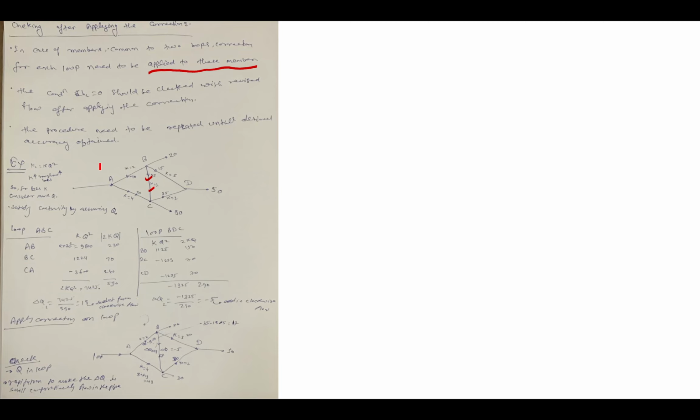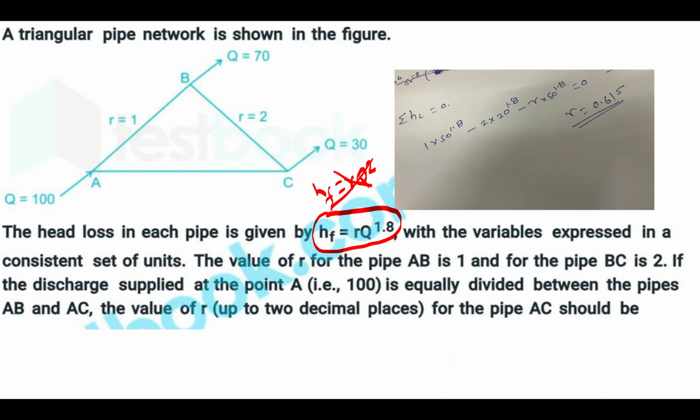And repeat the first steps, and the condition of summation of HL should be checked with the revised flow after applying the correction. Definitely it will be checked. The procedure needs to be repeated until the desired accuracy is obtained, that is your delta q should be least. So this is the whole idea. One question here I have solved, but before this we need to solve the GATE question. So please read the question first.